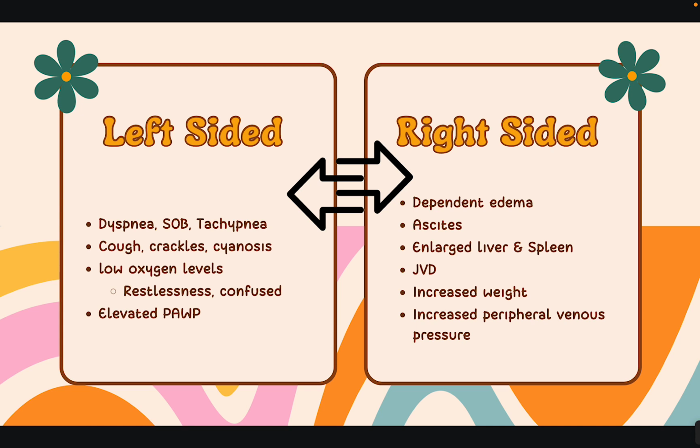So if you see a bulging vein on this patient's neck, that means that they have JVD because the blood is pooling and basically backflowing from the right side of the heart towards the body. Okay.